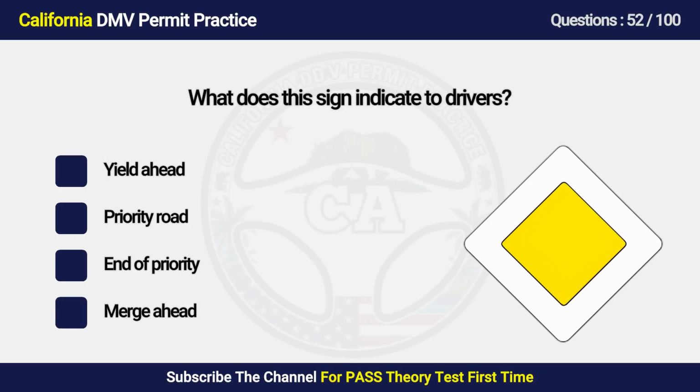A. Yield ahead. B. Priority road. C. End of priority. D. Merge ahead.